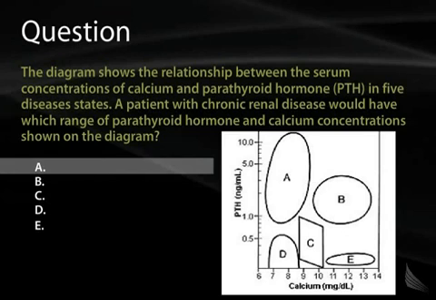And in chronic renal disease, you have hypocalcemia as a primary feature of the disease itself, which then secondarily releases PTH from the parathyroid glands. So the parathyroid glands are responding to the low calcium by increasing PTH levels. That's classic secondary hyperparathyroidism.